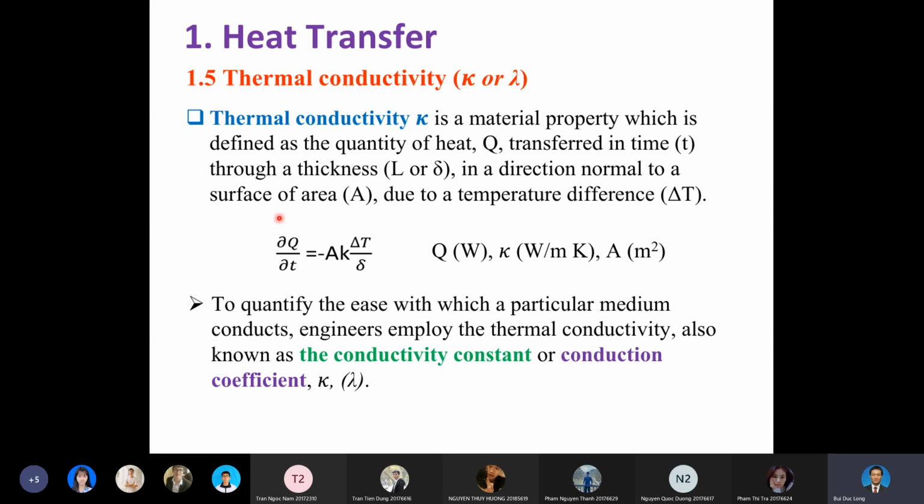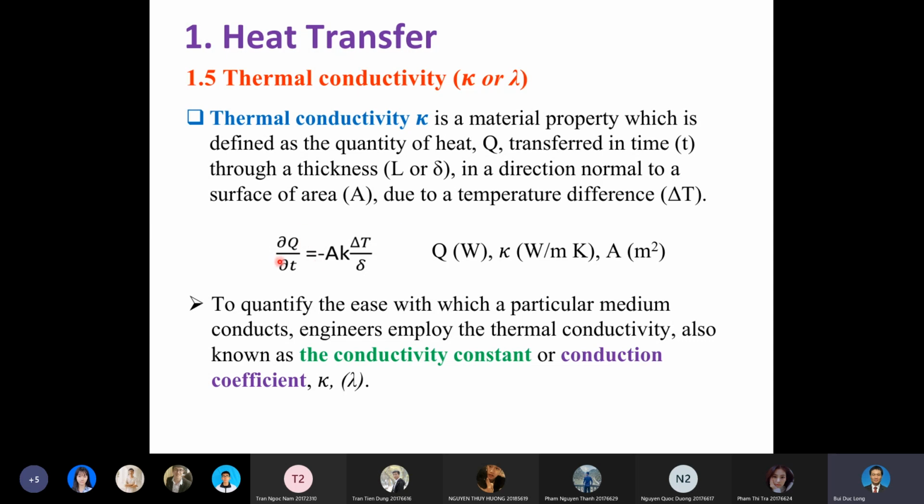So we have the partial derivative of Q with respect to t equal to minus A kappa delta T divided by delta. So this is the equation. So we can explain this as the rate of heat transfer per unit area. This is the rate of heat transfer.